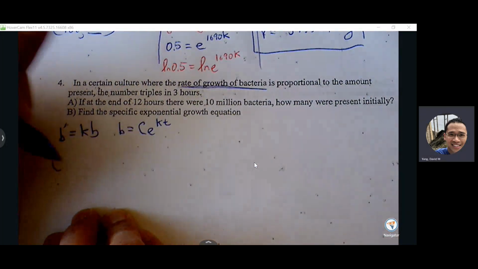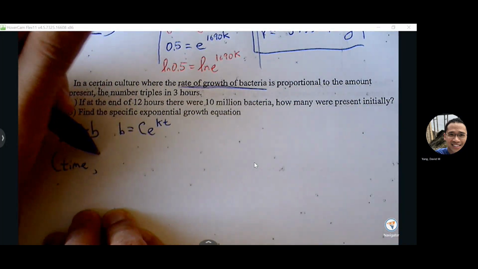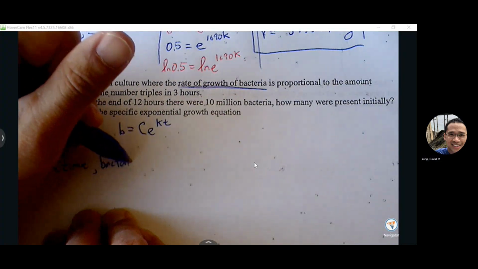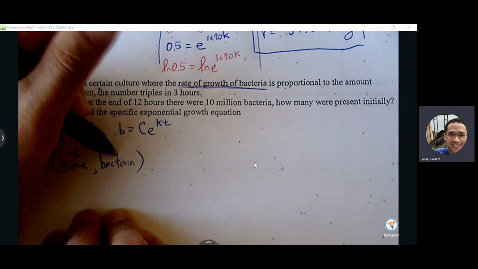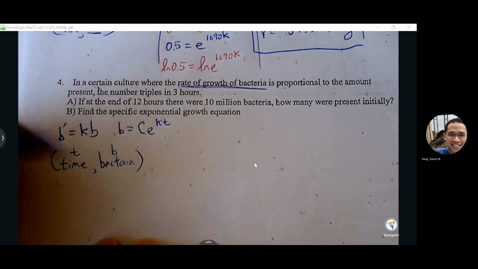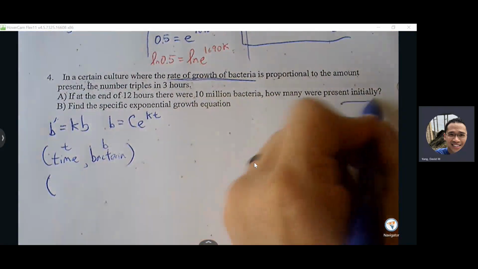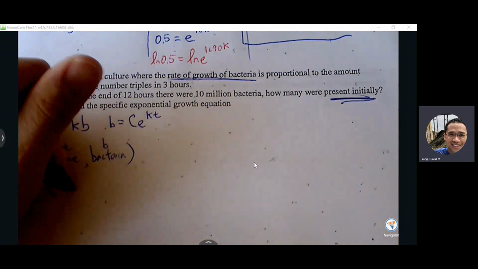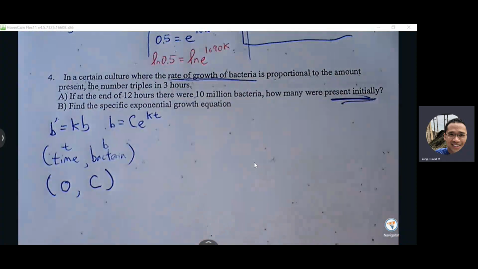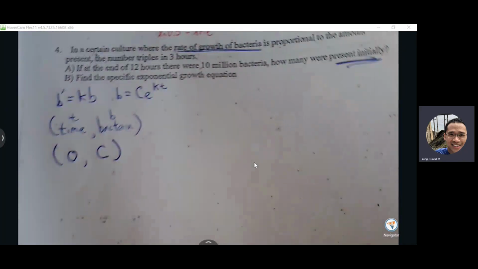Okay, so I'm going to create my ordered pairs here. Time T in hours, and then the amount of bacteria in millions. So here we know that there is some starting time, but we don't know exactly how much there is to begin with. So at time zero, there's some amount, and we know that C is our initial value. So we'll say that at time zero, there's some amount of bacteria that we don't know. We're going to work towards solving for C.